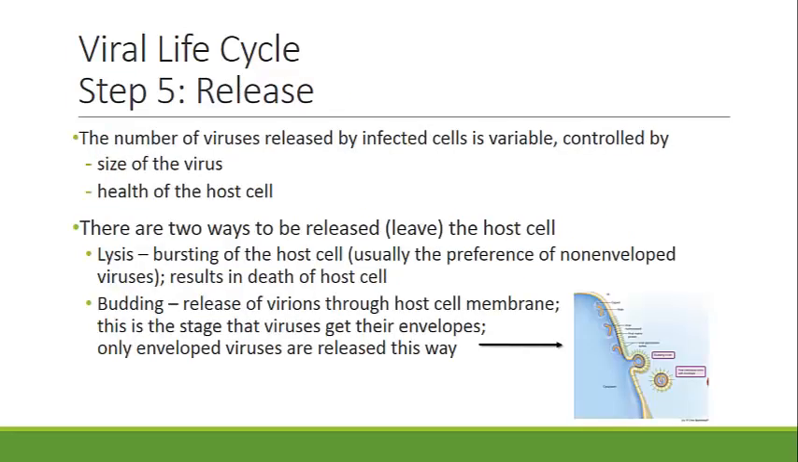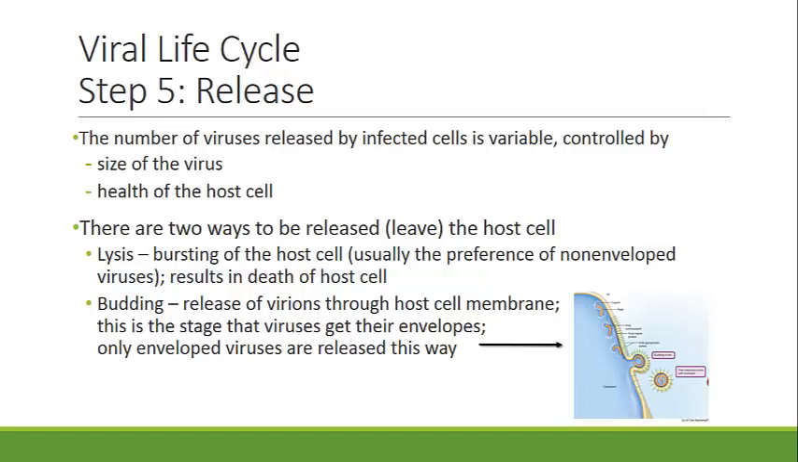So now you're all put together, you're still a virion, and what do you want to do? You want to break out of the host cell, right? You've done what you came to do, it's time to move on to a new host cell. So step 5 is going to be release. And the number of viruses released by infected cells is variable, and it's basically controlled by the size of the virus and the health of the host cell. And there's only 2 ways to get out. There's lysis and there's budding.